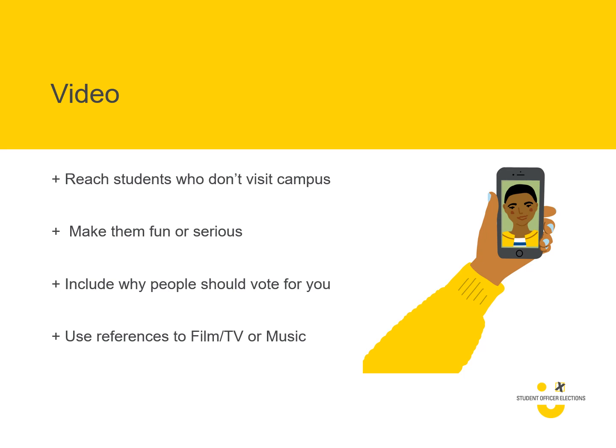Making a video can be a great way of interacting with students who don't go onto campus very often or who wouldn't read a leaflet. You can make your video serious with you talking about your policies, or you can make a spoof video that you think will appeal to students or maybe go viral. Previously, students have chosen to act out scenes from films, sing songs or change words of rap songs to make them relevant to their campaign.